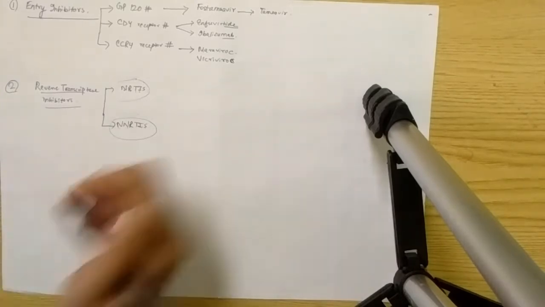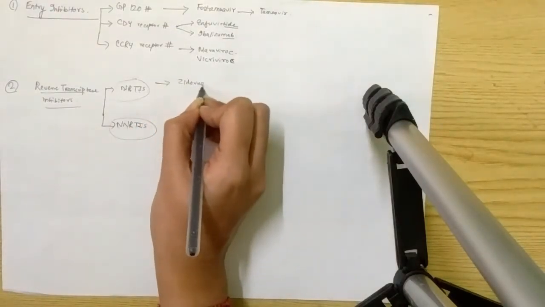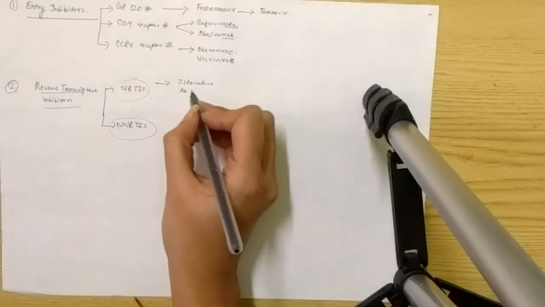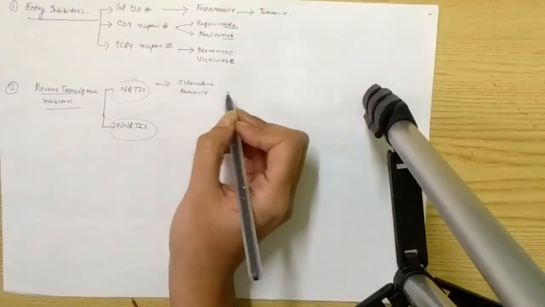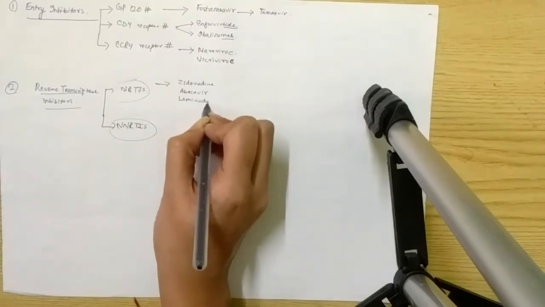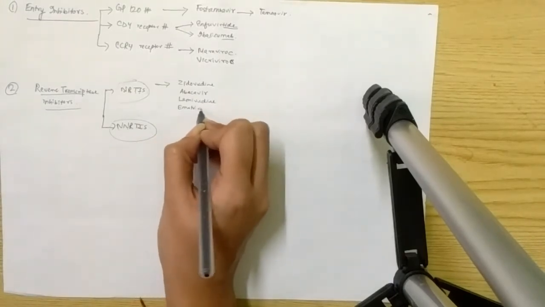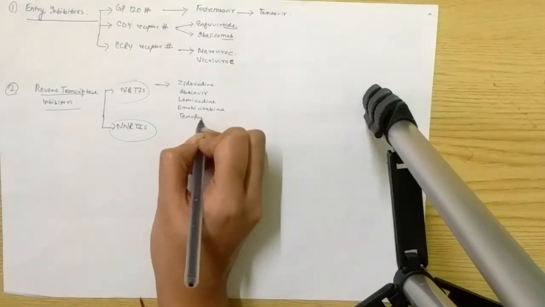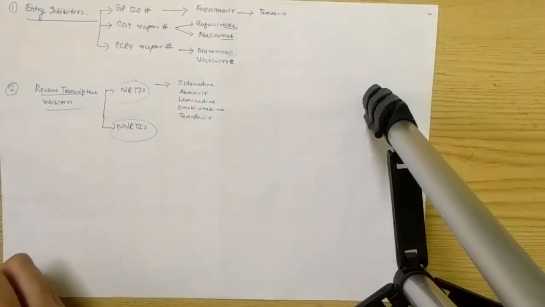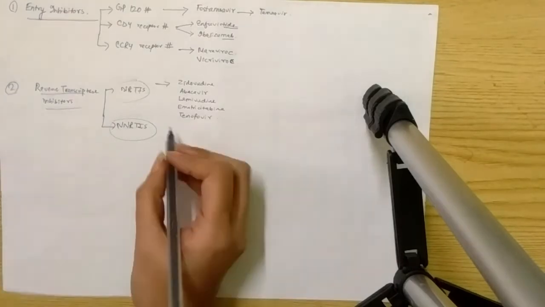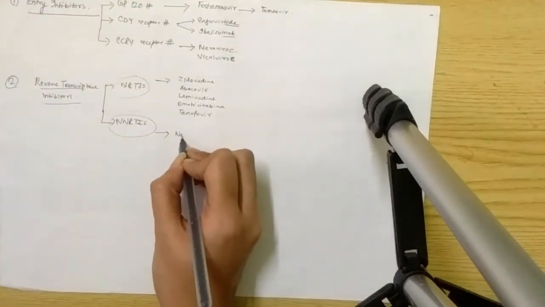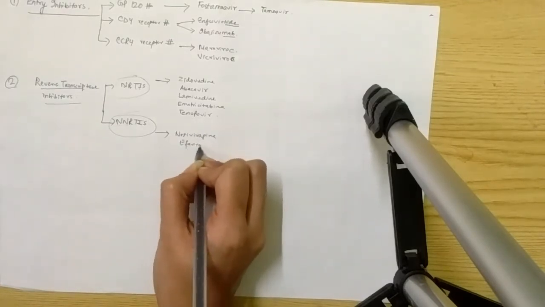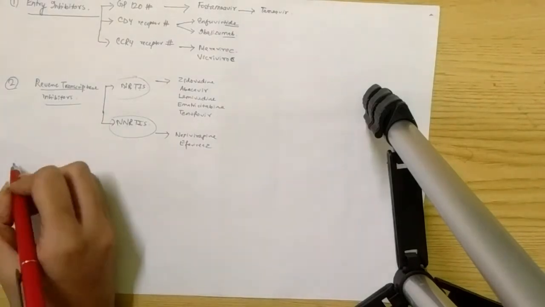Now NRTIs, what are the drugs? You have zidovudine, abacavir, and you have LET. What is L? Lamivudine. E is emtricitabine, and T is tenofovir. These are important and there are 4-5 names which you should remember here. Now NNRTIs, remembering 2 will be enough: nevirapine and efavirenz.